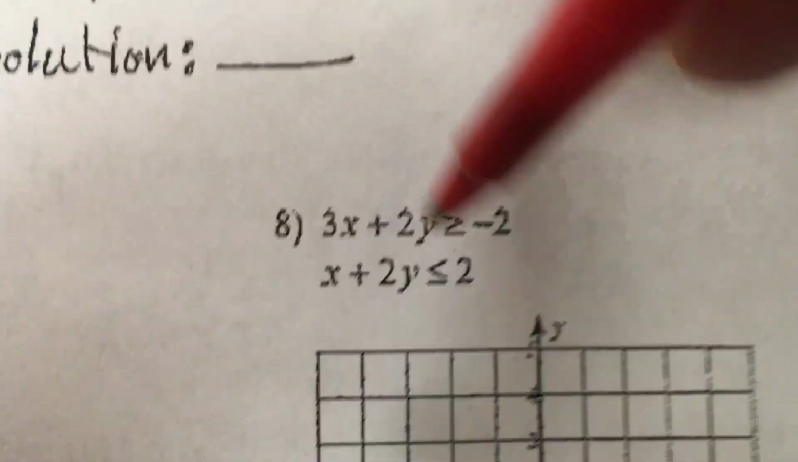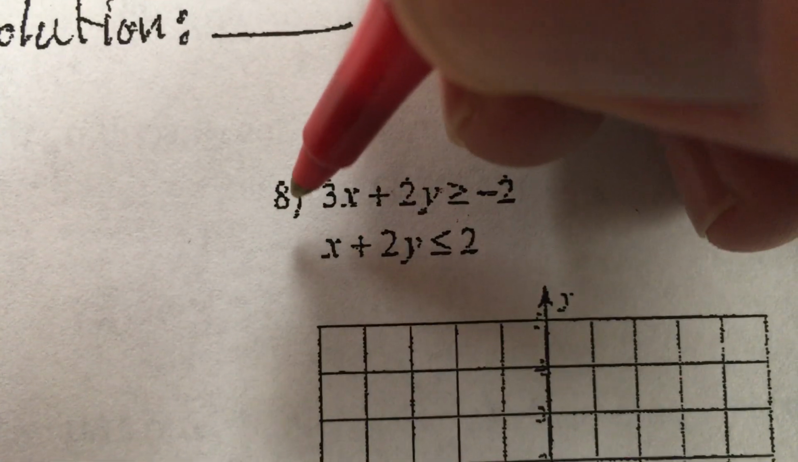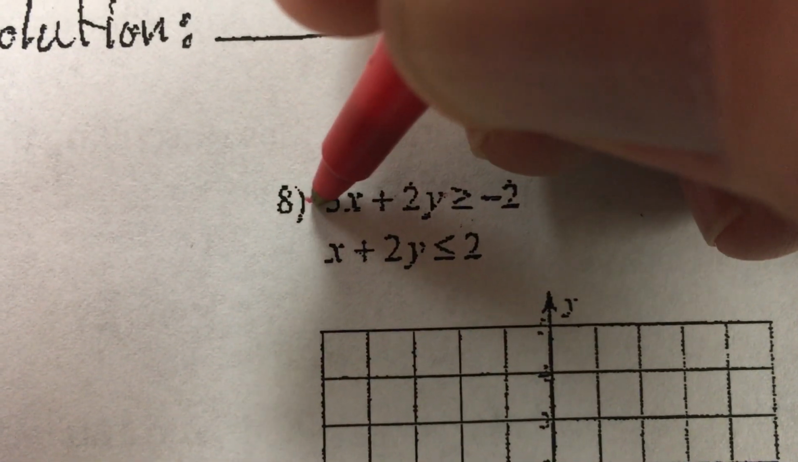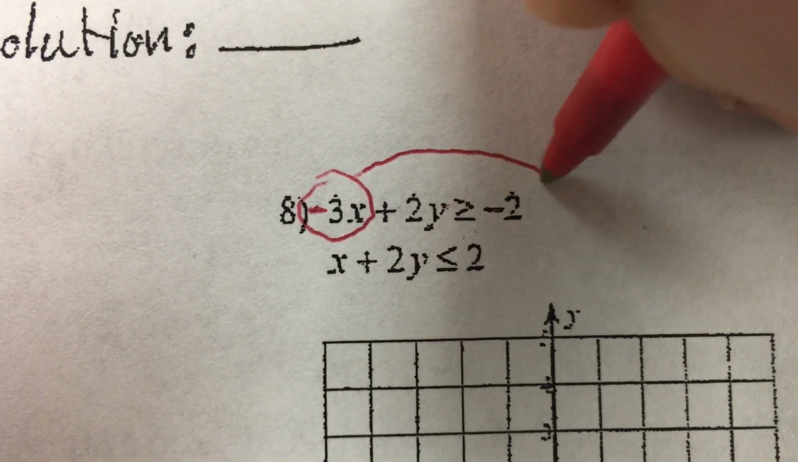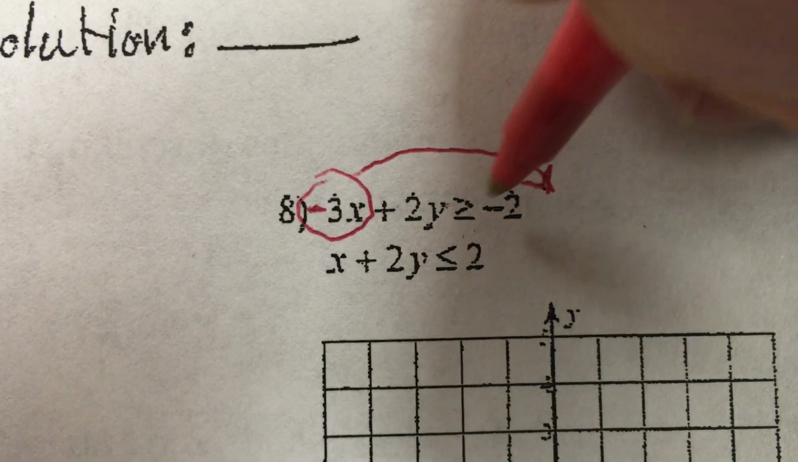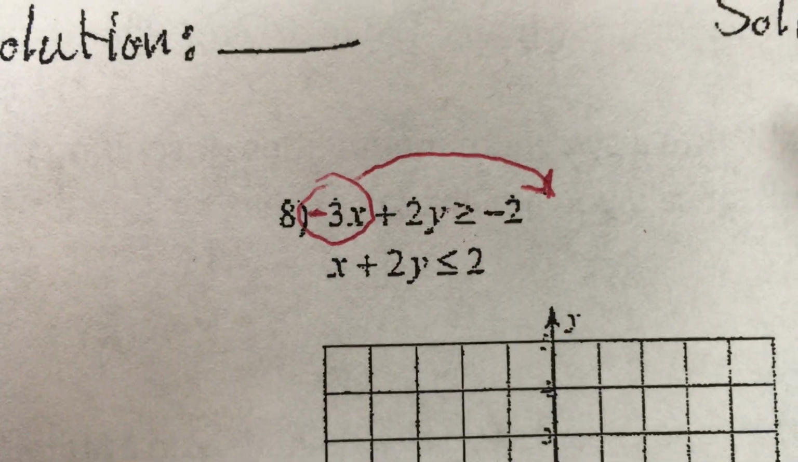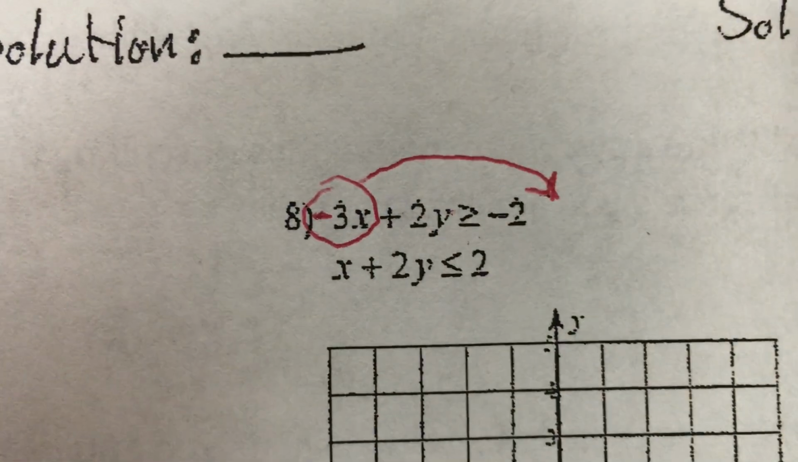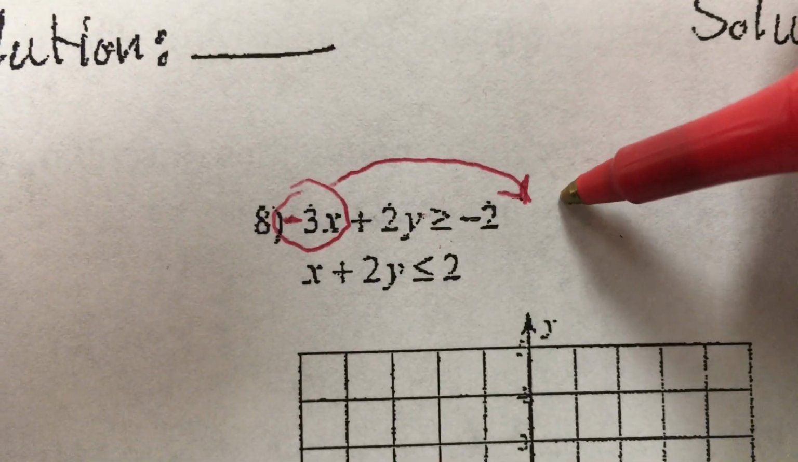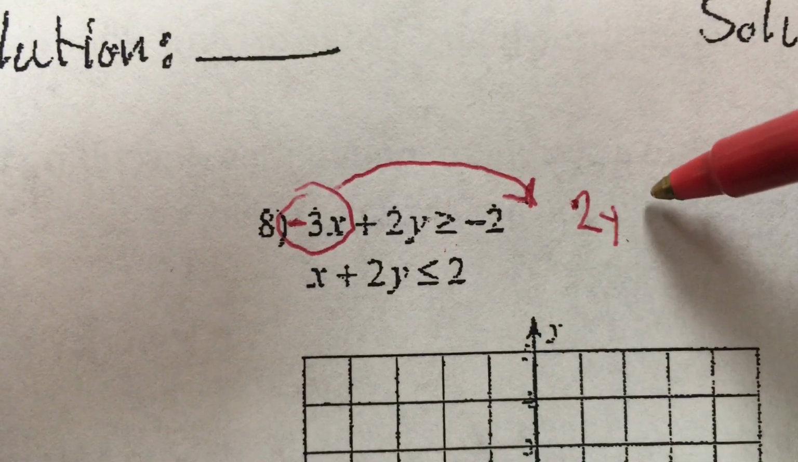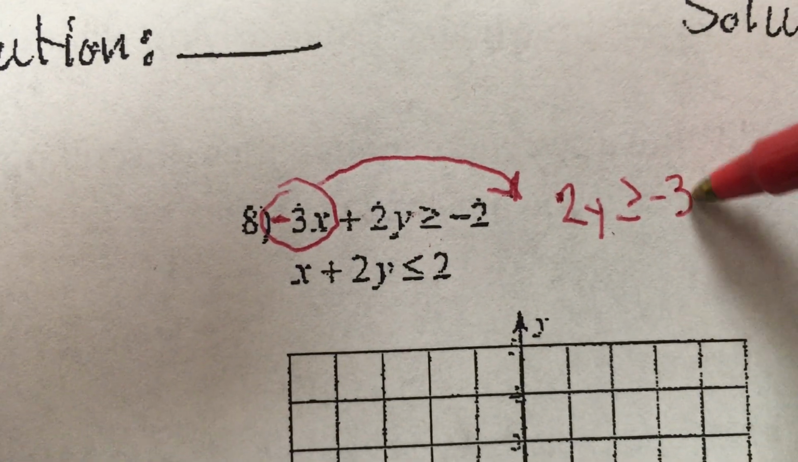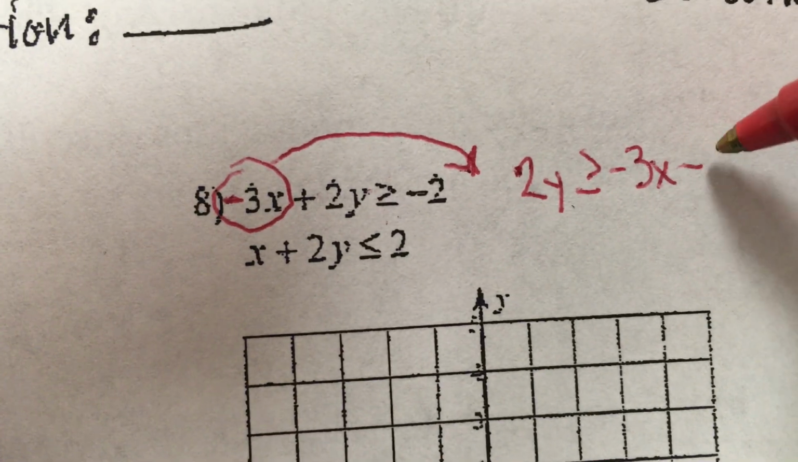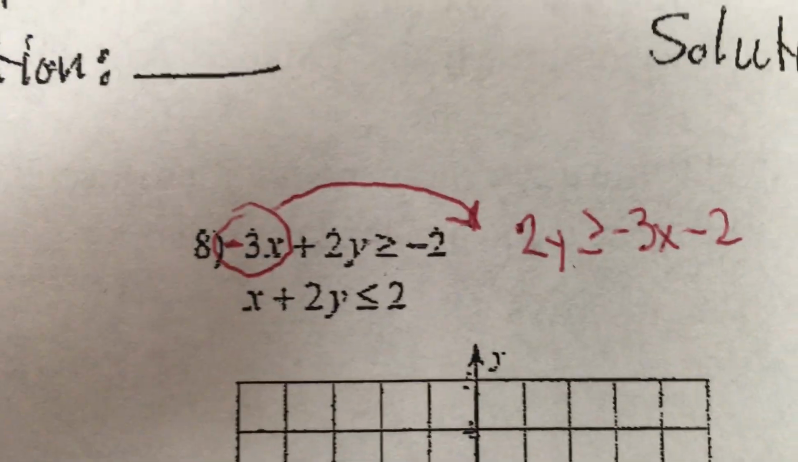So the first thing I'm going to do with the first equation is to change the sign on the x. So it's going to go from positive to negative, and I'm going to move it over to the other side of the inequality symbol. So it's like I'm picking up the 3x and I'm just moving it over to this side. So that's going to give me 2y on the left and negative 3x minus 2 on the right.